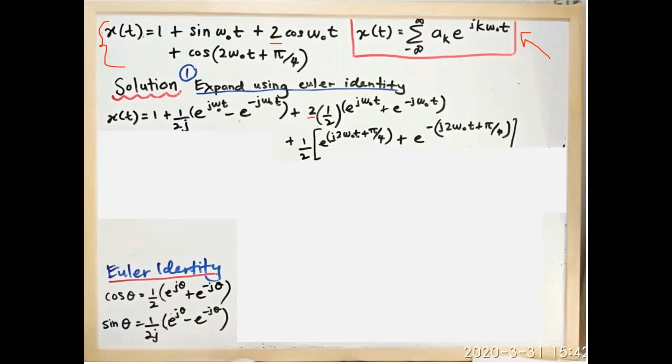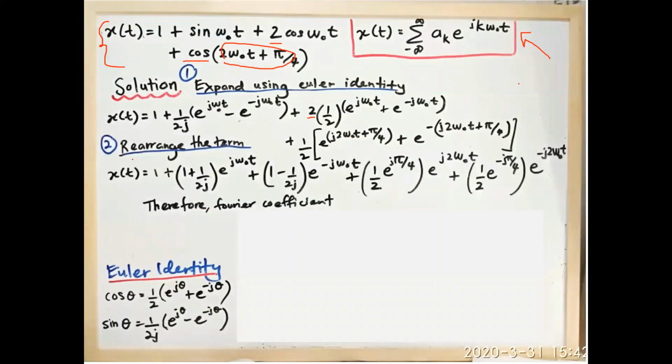For cos omega t, you have 1 over 2. So you have 1 over 2 (e^(j omega t) plus e^(-j omega t)) plus cos. You don't have any magnitude there. So cos is 1 over 2, and you have the theta here. So e^(j(2 omega t plus pi over 4)) plus e^(-j(2 omega t plus pi over 4)). Okay, so this is how you expand this equation using Euler identity.